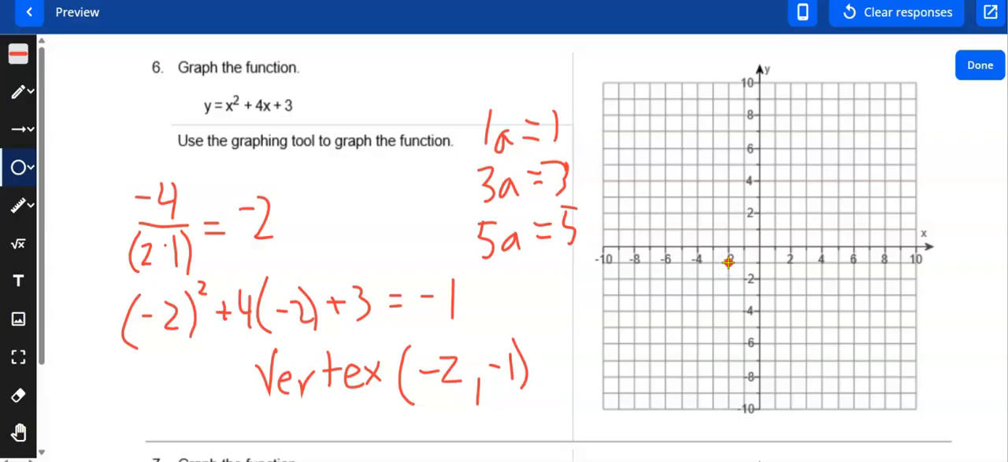The a value is +1, so it's over 1 and up 1. Over 1 and up 3. Over 1 and up 5. Copy them to the other side.